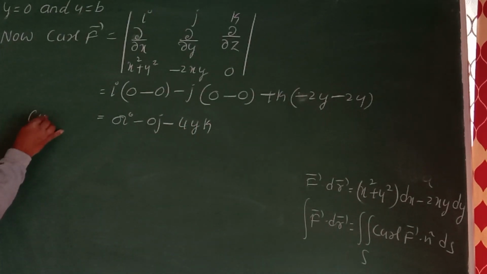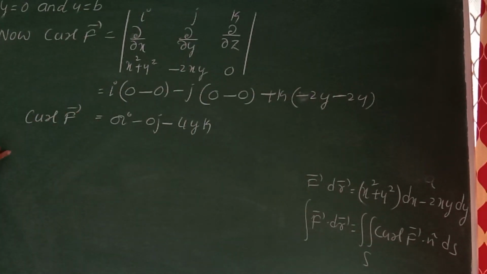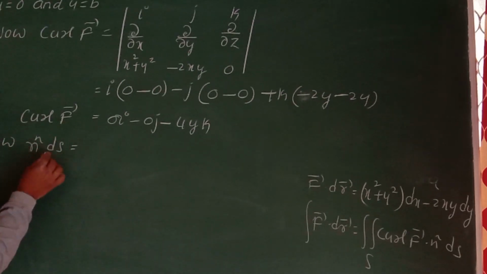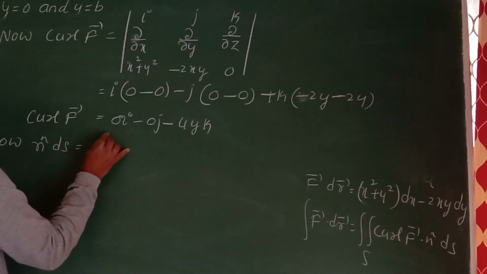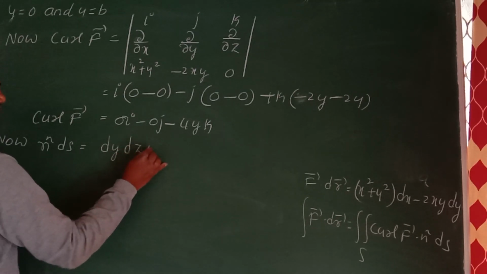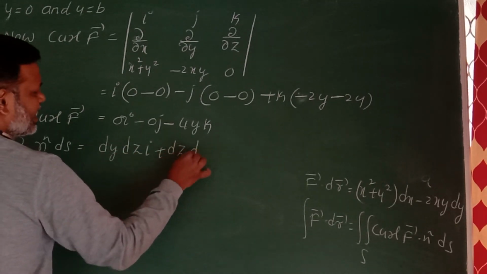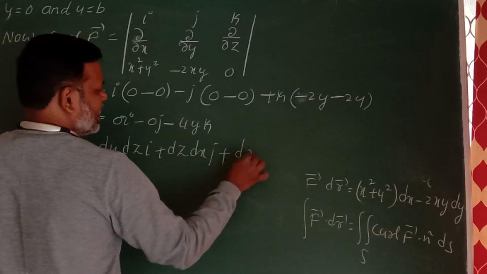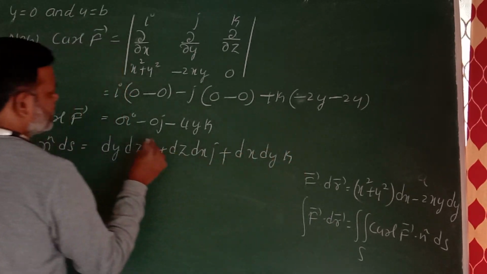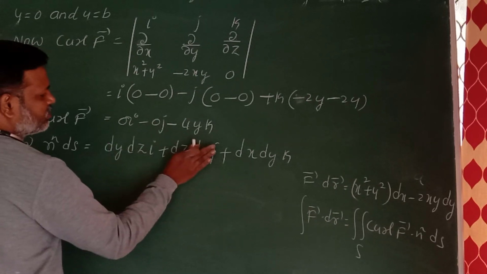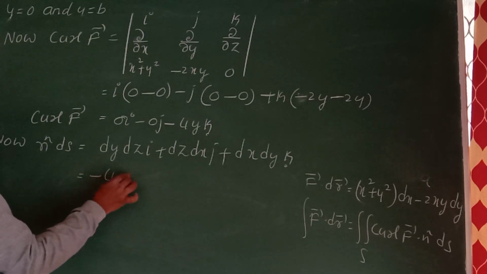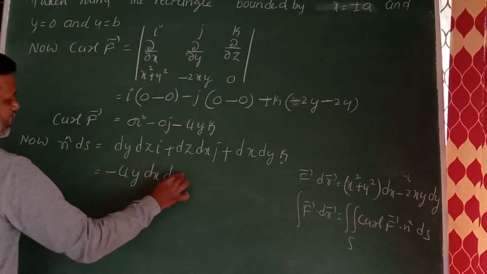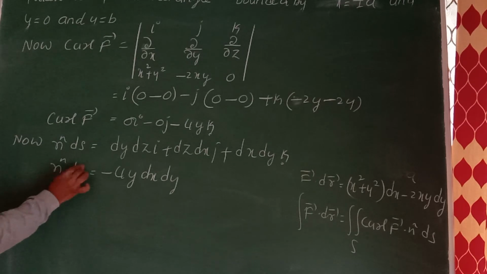This is what curl f. Okay, now what happens here? n cap ds. So n cap ds, as you know that ds is a surface, how can you write? This can be taken as dy dz into i plus dz dx into j plus dx dy into k. Here there is absence of i, j component, thus it becomes 0. Remaining thing is k component, multiply this. What happens here? Minus 4y into dx into dy. This is what n cap ds.